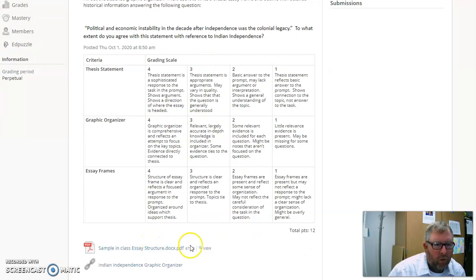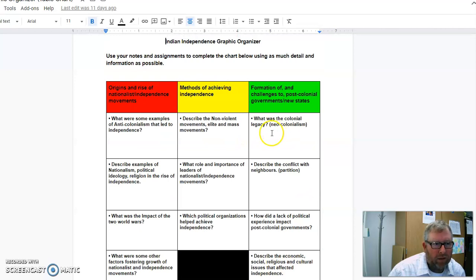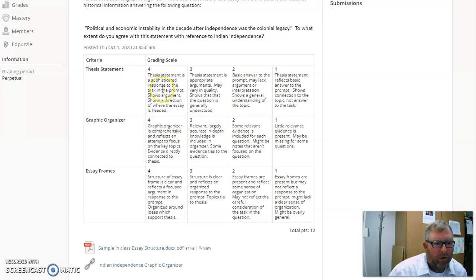First, you're going to use this graphic organizer, which is right here, to answer questions. And this is really focused on the entire unit. So a lot of these things you should have the background information done, as long as you've been keeping up with your work. And you're really just looking for 1 or 2 sentence answers to this. It's not supposed to be overwhelmingly detailed. The basic idea is that you have something to look at the origins and methods and formation of, and challenges to, post-colonial governments. So that's the ultimate idea of what you have to do.